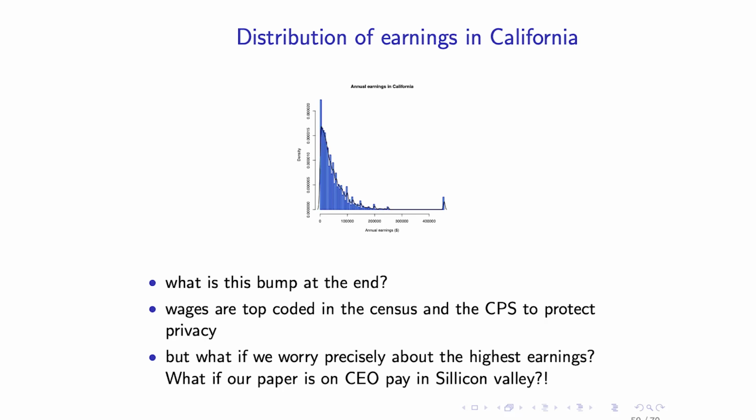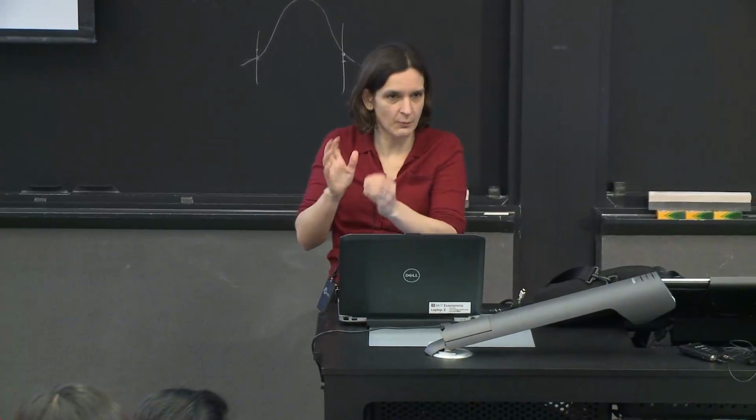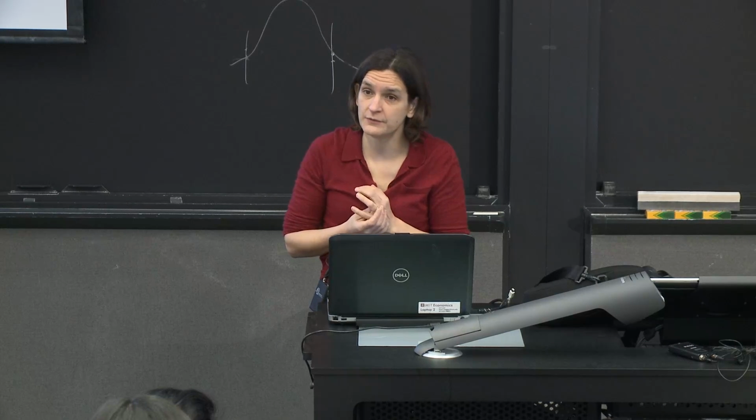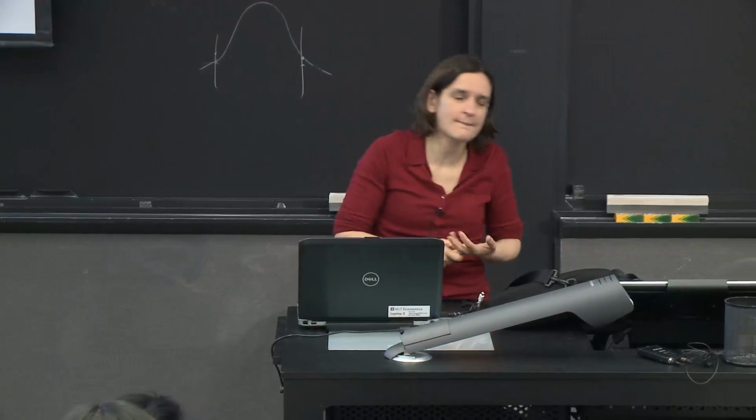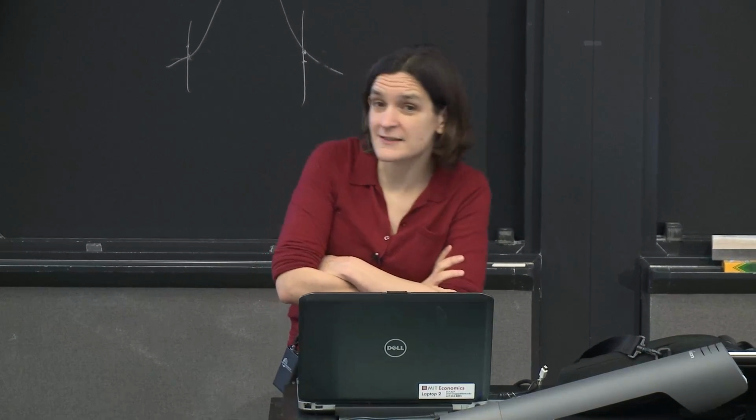You don't want to identify people. There are not that many people who make that much. If you wrote down every single wage of people who are interviewed in the CPS, it would not be very difficult to find them. So that's fine if you're interested in the impact of minimum wage on people's lives, because the top-coded people are unlikely to be affected by that. But what if we're interested in the CEO pay in Silicon Valley? Then that's not going to be the right data. And the right data might be a little bit difficult to get hold of.